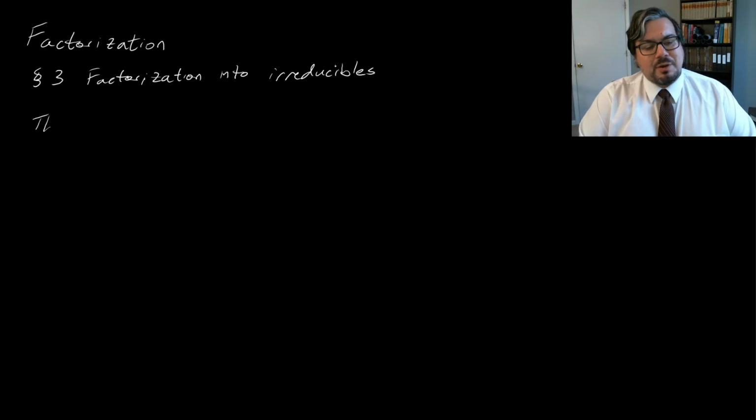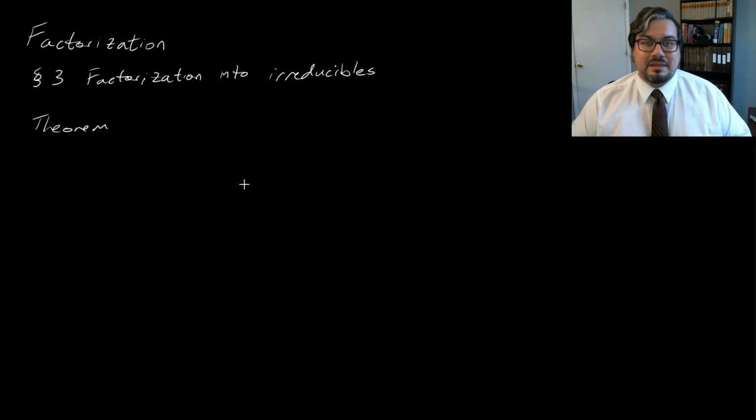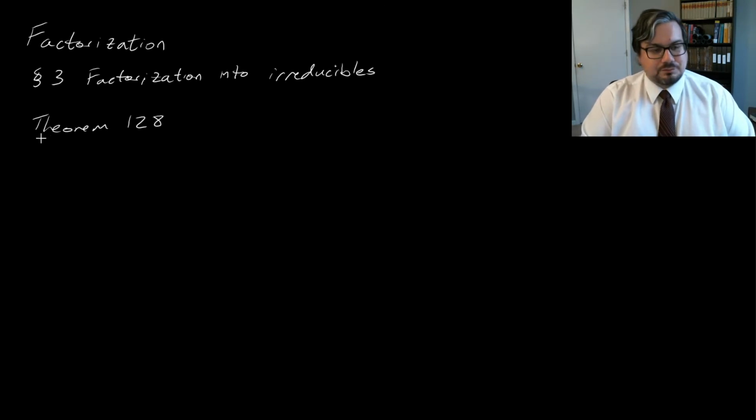So the first question that we have to deal with is, is it even possible to express an element of your ring as a product of irreducible elements? And while this isn't always the case, it turns out to be true for Noetherian rings. So Theorem 128 says, let R be a Noetherian domain.